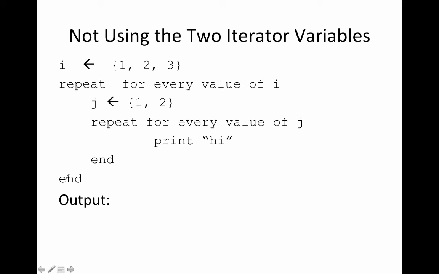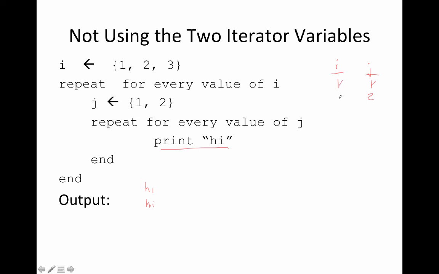Here's an example where we're not using the loop or the iterator variables in the action. But again, i is going to go through the values 1, 2, 3, and for every value of i, j is going to go through the values 1 and 2. So again, keep track of i and j. i starts at 1, j starts at 1, and we're going to print hi. So that's the action. Then j gets the value 2, we're going to print hi.